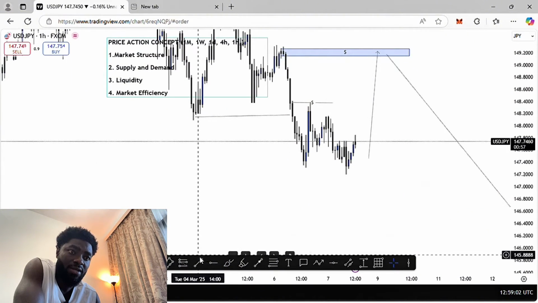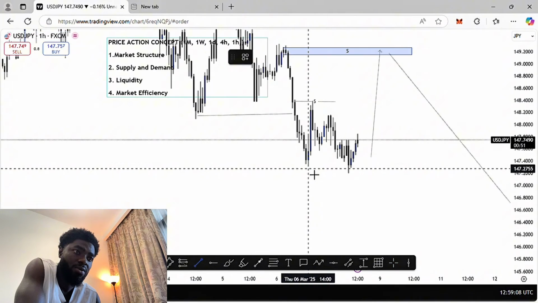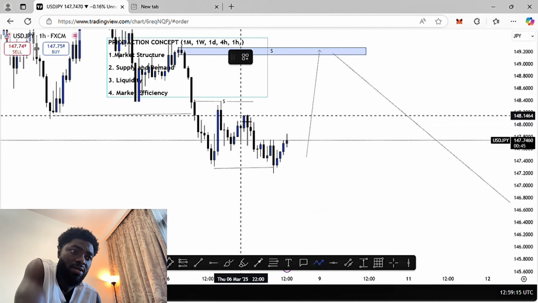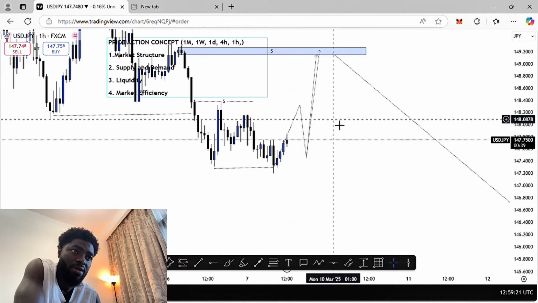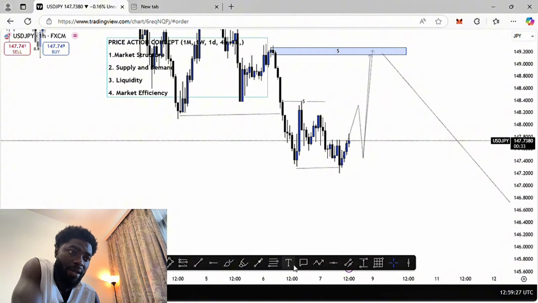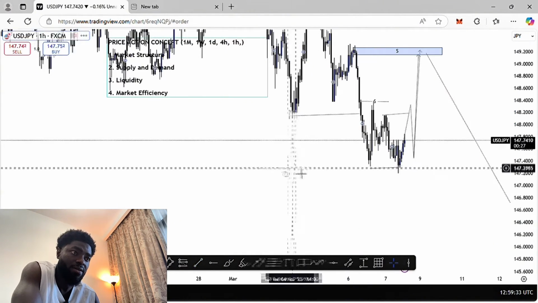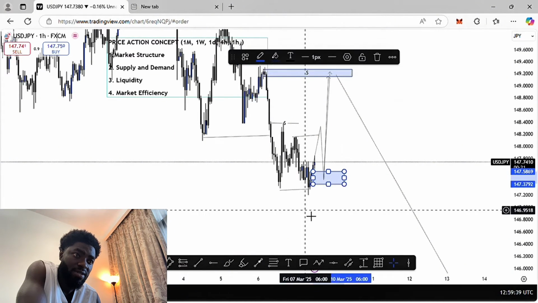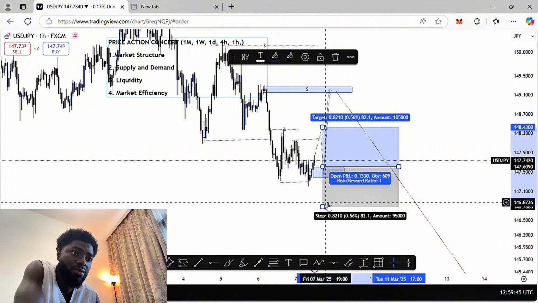So I expect that, and this is all a sweep of this low. I expect that the market will take this high and then drop here and then move to the top here. We sell. I expect the market will take this high and then I look for a little inefficiency here, and then I buy to this zone.